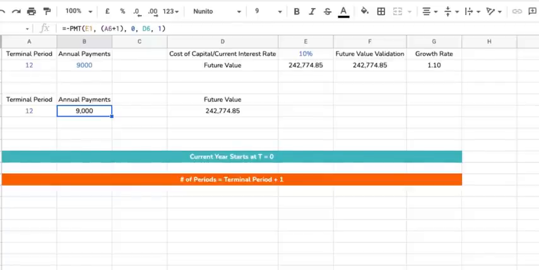So you see there is a lot you can do with Google Sheets in the realm of financial calculations, and I would like to make similar financial calculators in other platforms as well.